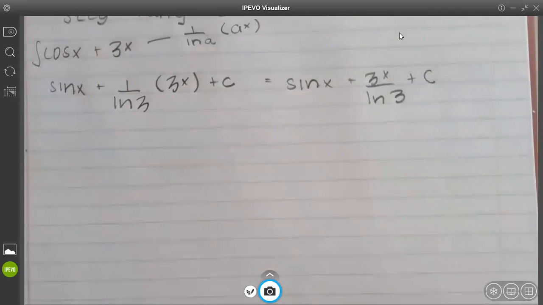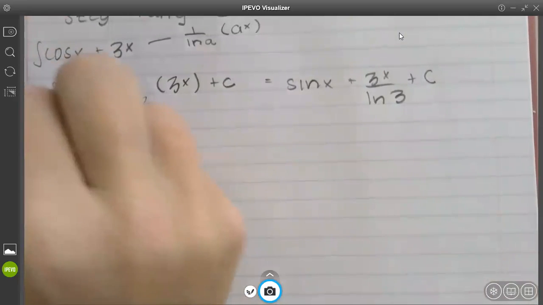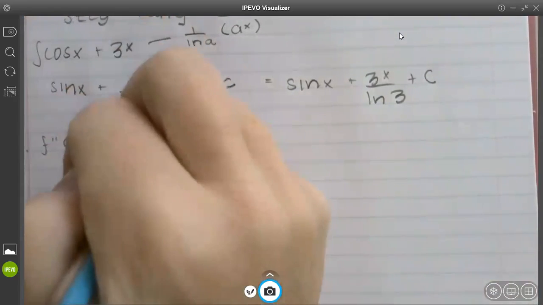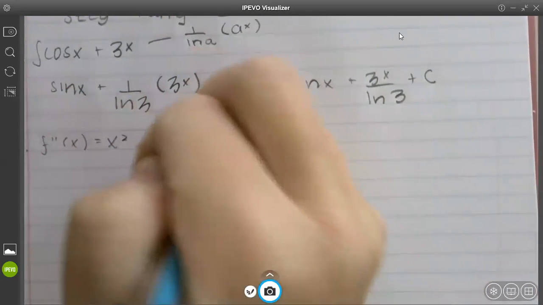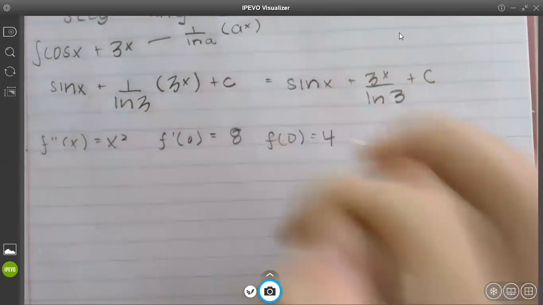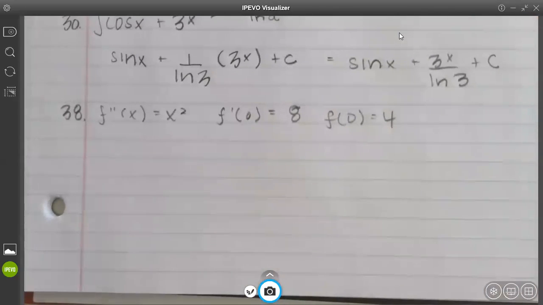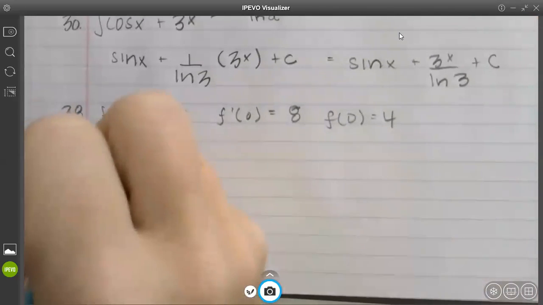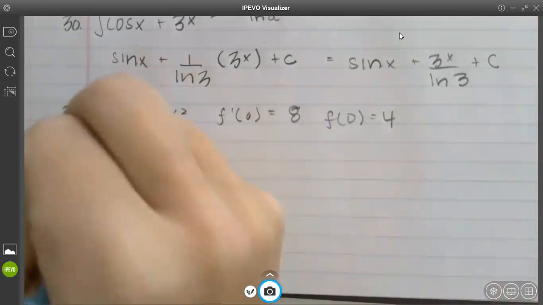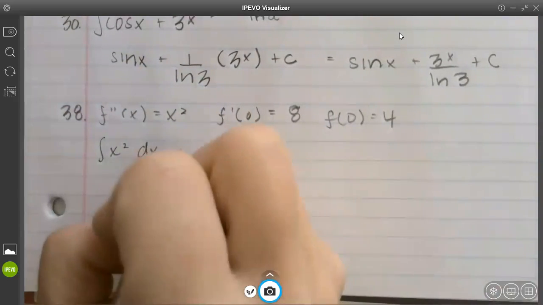All right, 38. They gave you f prime of x equals x squared, and they need you to get down to f of x. The way you do that is by plugging in values. This is actually a very easy problem. This one and the next one. So we're at f double prime. To get to f prime, we integrate. What is that?